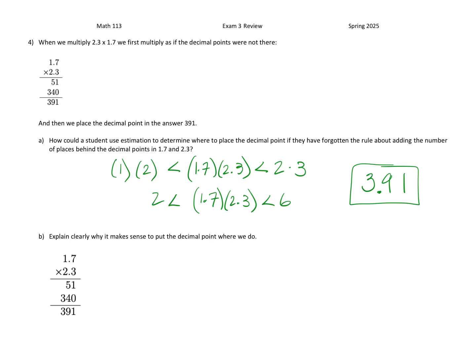Explain clearly why it makes sense to put the decimal point where we do. So what I actually did is instead of using 1.7, I used 17, so I multiplied by 10. And instead of 2.3, we used 23, so we multiplied 2.3 by 10 to make 23. And then when I multiply those two together, we got 391.